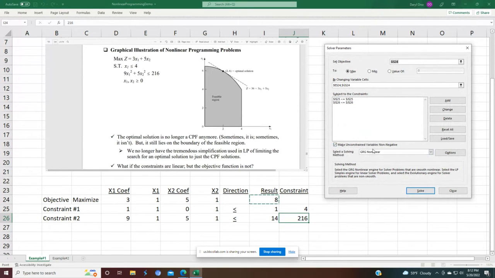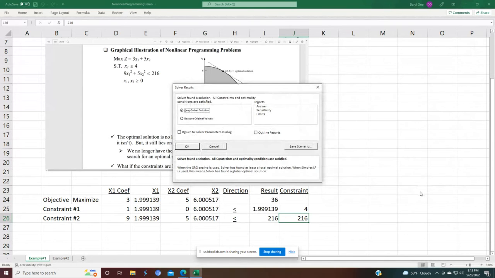Let's make the unconstrained variables non-negative. And again now, this is a nonlinear programming, so we can't use the simplex. So let's go with GRG nonlinear. You can see that the dialog box looks like it's complete now. So let's hit solve. And let's hit OK.